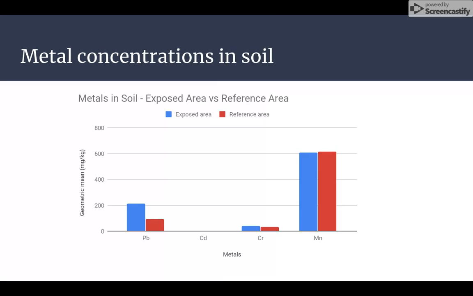This is just a graph comparing metals in soil in the exposed area, which is Guiyu, China, versus the reference area, which is another part of China. As shown in the graph, the geometric mean of metals, especially lead, is significantly higher in the exposed area.